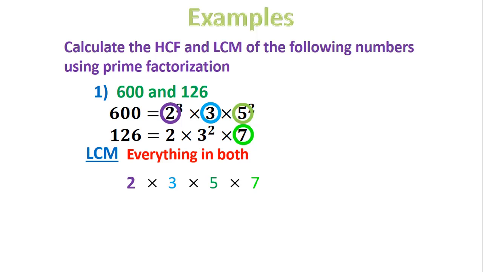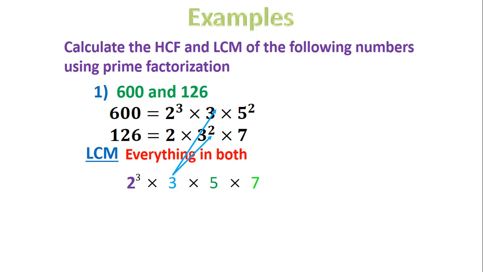Now what we do, again, we look at our exponents. So for the 2, I have a 2 cubed and a 2 to the power of 1. And for lowest common multiple, we take the highest. So which is higher, 3 or 1? Hopefully you know it's 3.